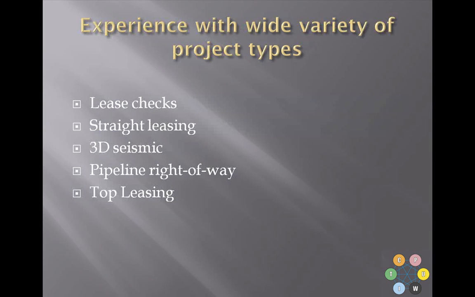Project types, there's a number of things that can be done through TotaLand, but the biggest areas would be lease checks, straight leasing, 3D seismic, pipeline rights of way, and top leasing. 3D seismic and top leasing are by far the most complex, where a system like TotaLand will shine. There's a massive amount of data, usually a massive size area information to be tracked. It's important to have some type of system in place, and TotaLand handles this type of thing very well.